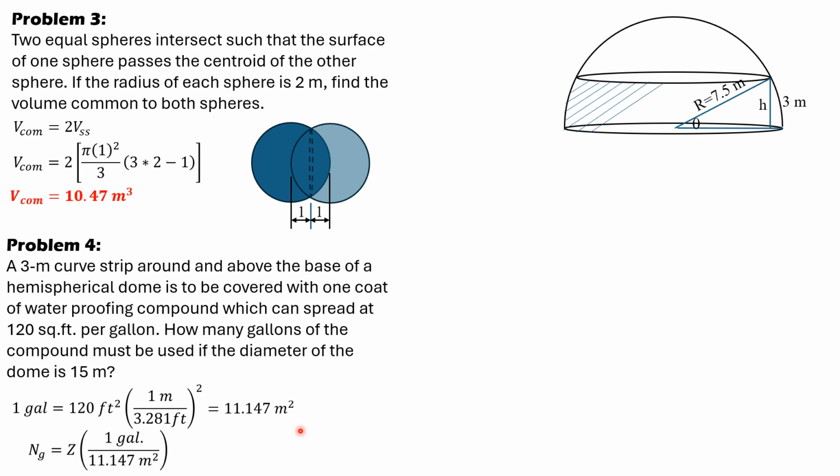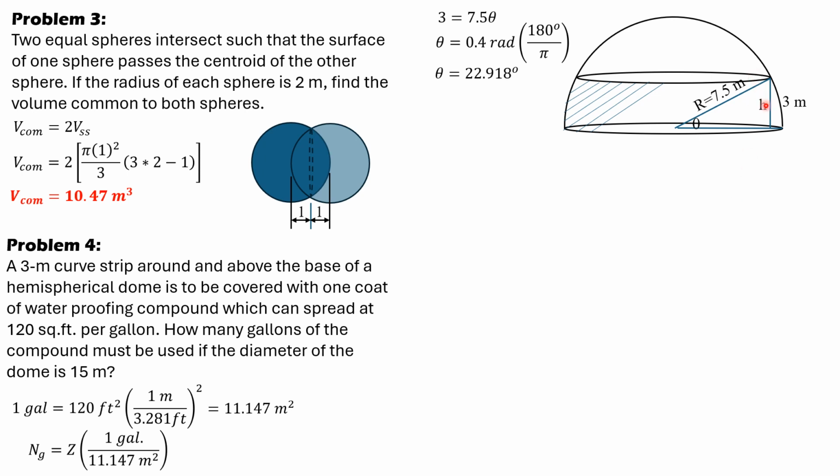So from the figure, this is the curved strip of 3 meters and the radius of the dome is 7.5. So arc length S is equal to radius times central angle in radians. So 3 equals 7.5 times theta. So that means theta is 0.4 radians. Converting it to degrees, times 180 degrees over pi, theta is equal to 22.918 degrees.